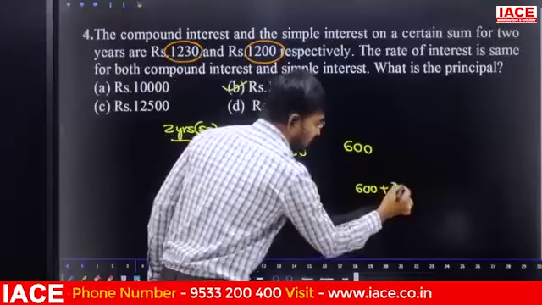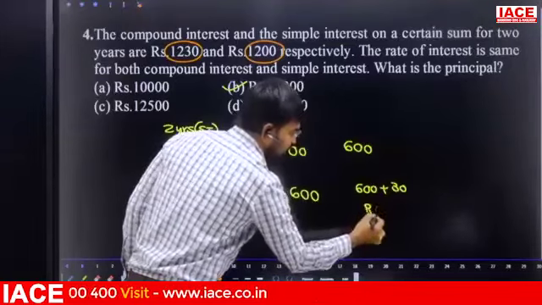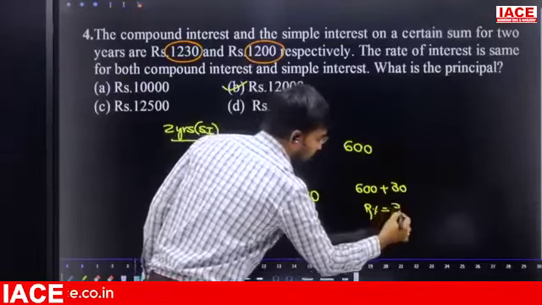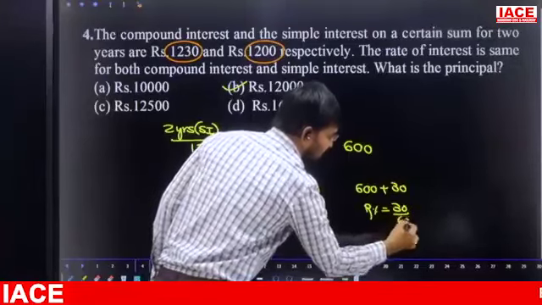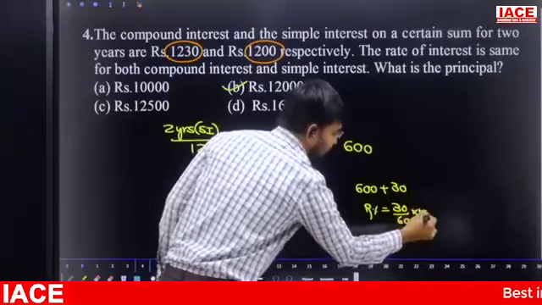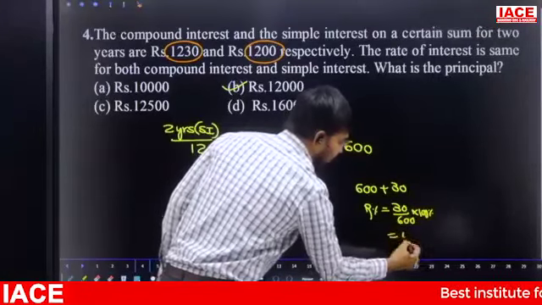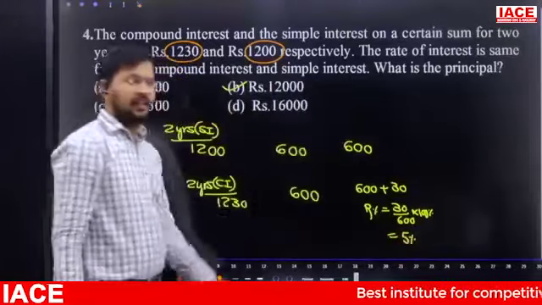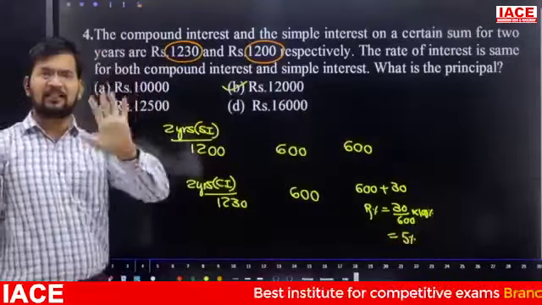That 30 is the interest on 600. 30 is how much percent on 600? It is exactly 5%. If they asked for the rate of interest, your answer would be 5%, but they are not asking for the rate of interest.